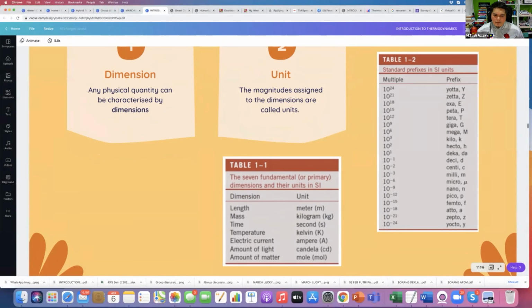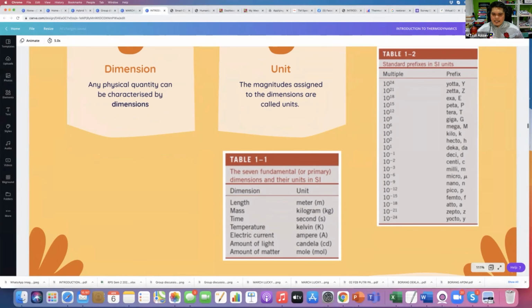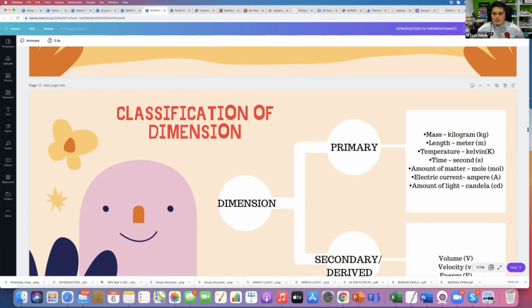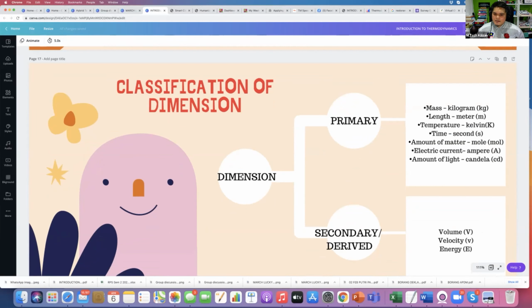But clearly dimension is something that you can characterize. Okay, and then unit is actually the magnitudes assigned to this particular dimension. So as a classification of dimension, we have primary and secondary. Okay, for example, the mass, length, temperature, time, amount of matter, electric current, and amount of light. This is what we call primary dimension. Okay, because it is not derived from something else. It is just as it is. Okay, mass is kilogram, length is meter, and so on.